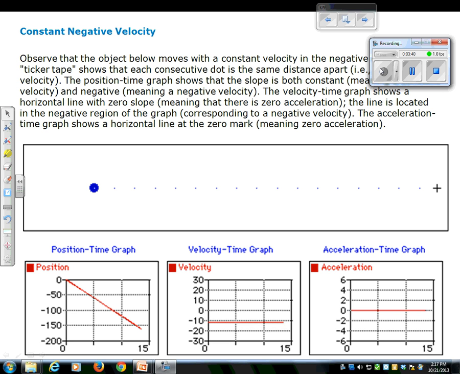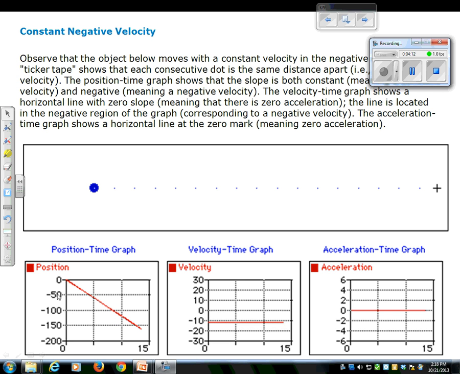The position time graph, you will notice, starts at 0. Where's my origin? Up here. It's over there where the little plus sign is, right? That's where my 0 is. Why is the position time graph below? Why is it negative? It's moving to the left, exactly. Why is it a straight line? Constant velocity. If you had to guess approximately what would be the slope of this position time graph, what would be the approximate value of the slope?